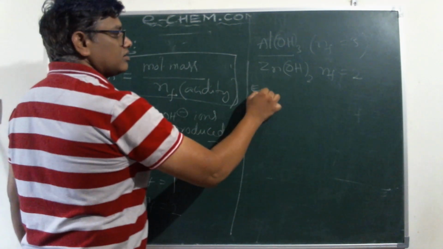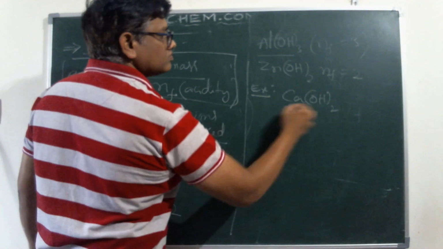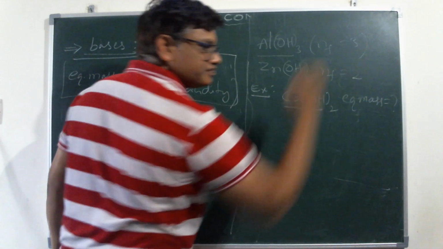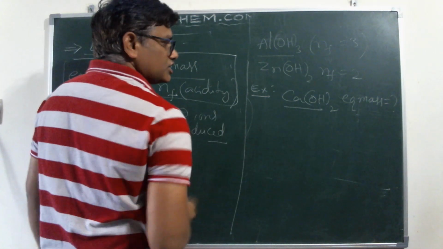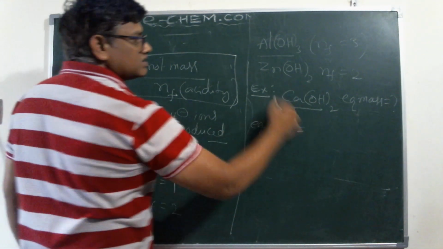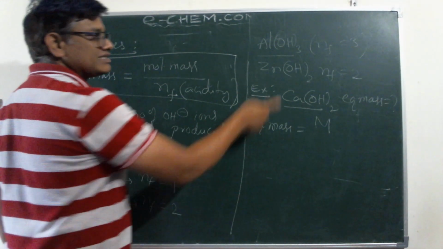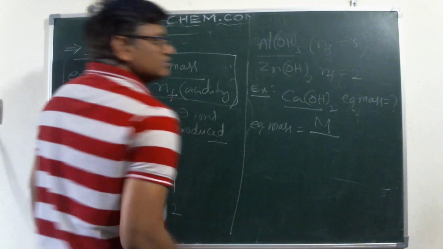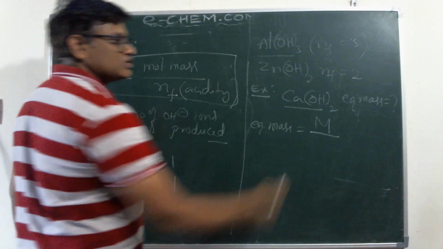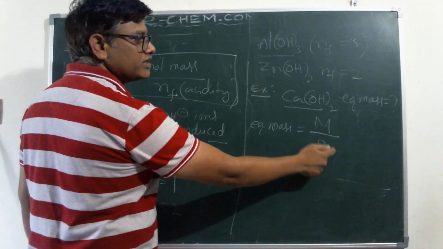For example, I am taking here calcium hydroxide. Equivalent mass I want to calculate now. So the equivalent mass of this calcium hydroxide is equal to the molar mass of calcium hydroxide, which I am taking here as capital M. I am not calculating, just assigning it as capital M, divided by the n factor. This calcium hydroxide can release 2 OH groups into the aqueous medium, so the n factor is taken as 2. So the equivalent mass for calcium hydroxide is M by 2.